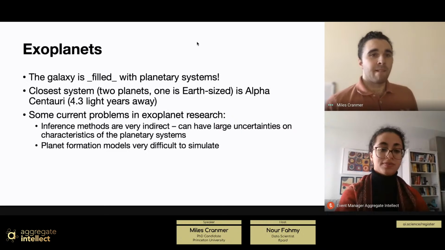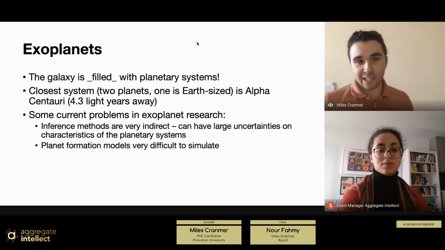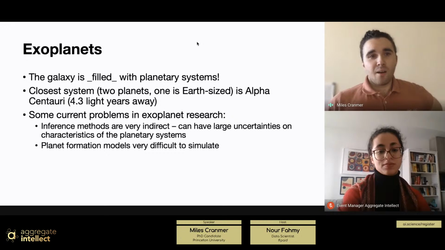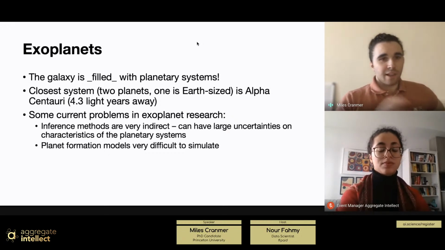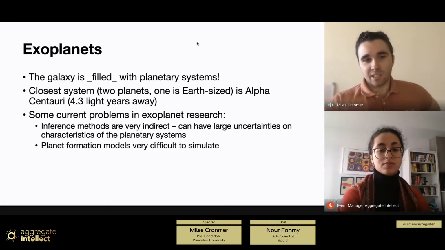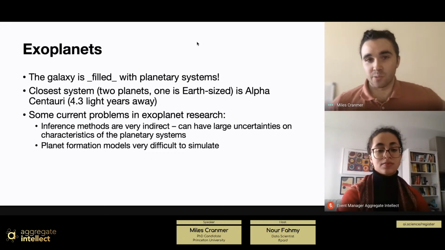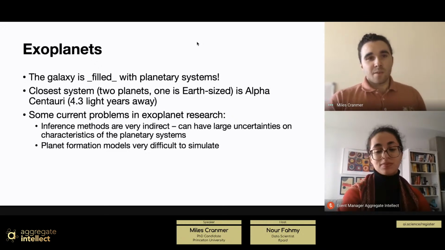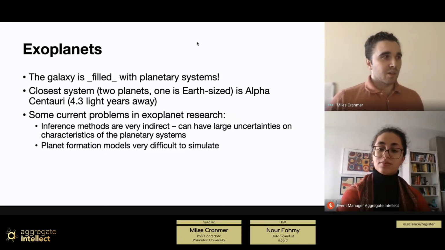This is very relevant for exoplanet research. The galaxy is filled with planetary systems. I think there's about 10,000 observed now. The closest system is actually Alpha Centauri, which is 4.3 light years away. It's the closest star system. It actually has 2 planets. One is Earth-sized, which is exciting, and it's in the habitable zone. But basically, exoplanet research is moving very quickly right now.